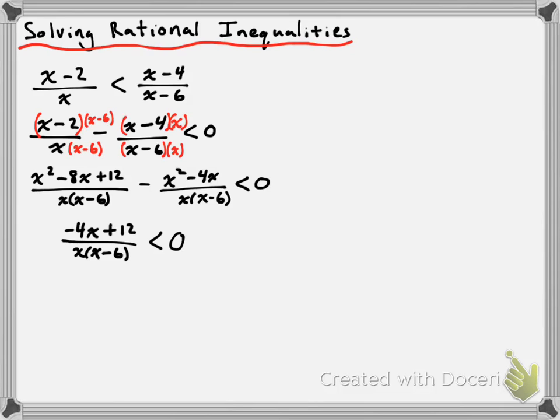So if this were a rational equation, at this point we would take the numerator, and we would know that the only solution occurs where the numerator is equal to 0. Now, this is a rational inequality, which means that we have to take a somewhat different direction. Now that we have it in terms of a rational expression less than 0, what we're going to do is try to create intervals, essentially.